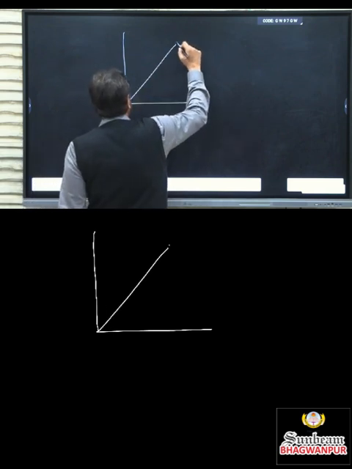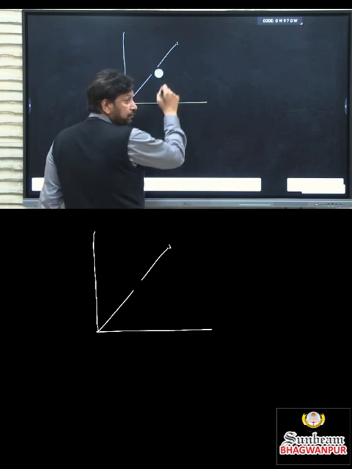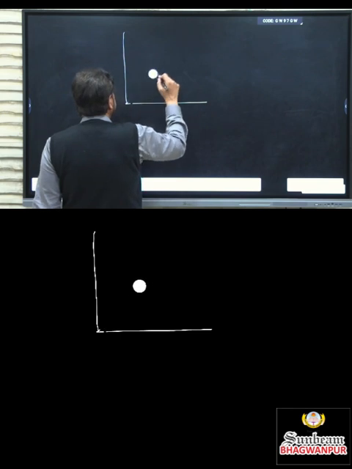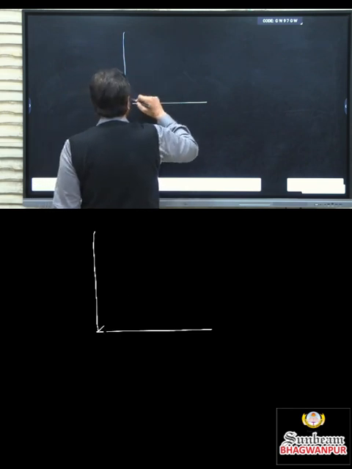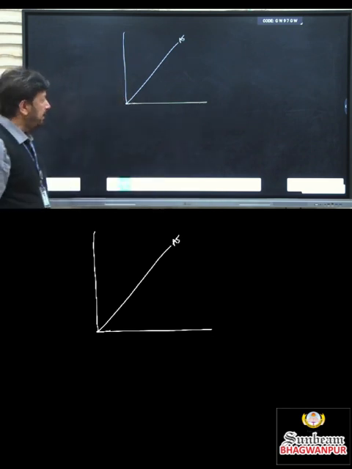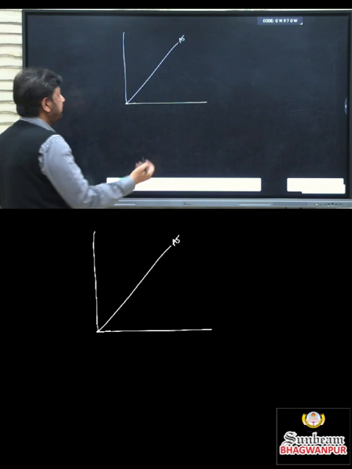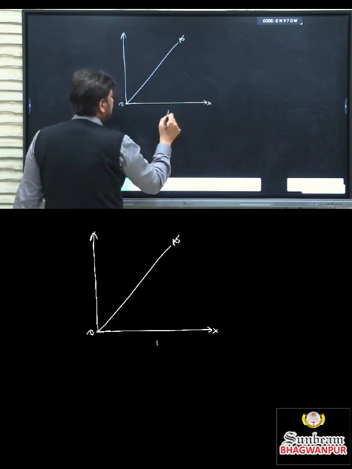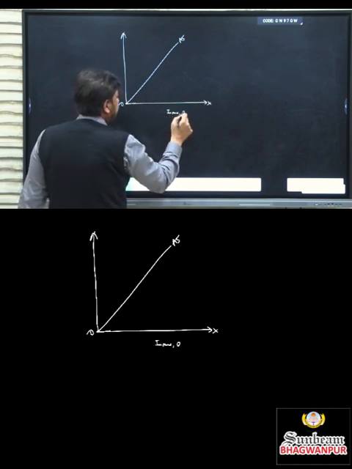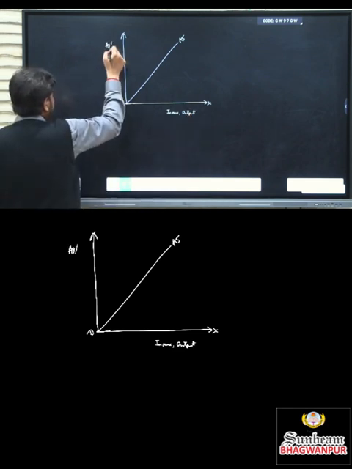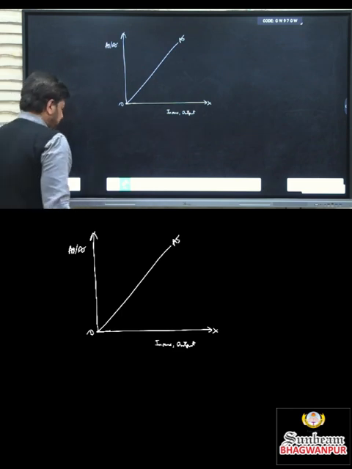This is the aggregate supply curve, which I feel all of you know. The aggregate supply curve is going to be a 45-degree curve. I have just explained why it is a 45-degree curve. On the x-axis, income and output are shown, and on the y-axis aggregate demand and aggregate supply are shown.